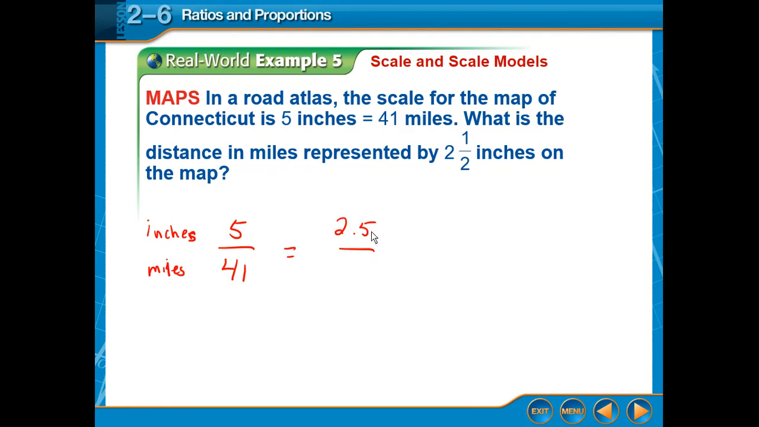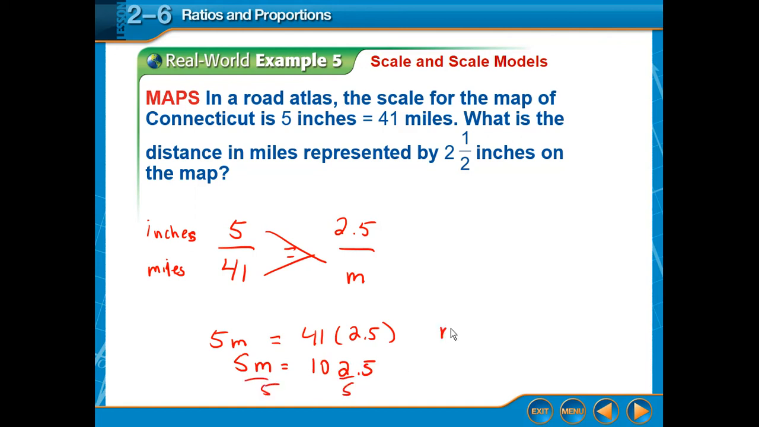And I want to know what it is on the map, so I'm going to call it m, for miles. So my extremes, 5 times m is 5m, times my means, so 41 times 2.5. I get 5m equals 102.5. I divide both sides by 5, and I get m equals 20.5 miles.